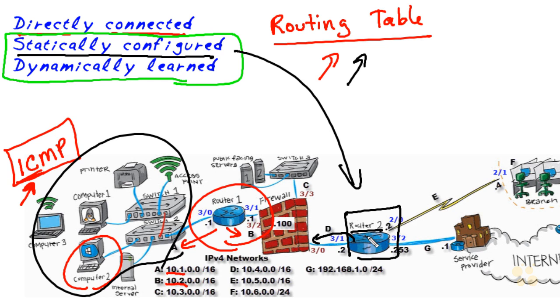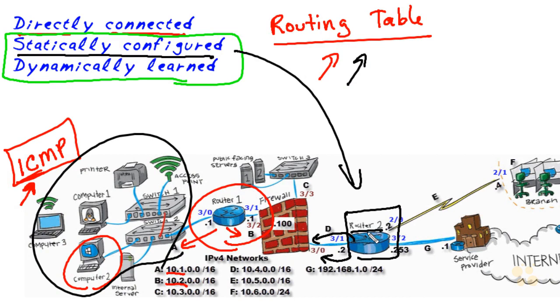So that route would then be added to the routing table because of our static route that we added to router 2. And if router 2 ever needed to forward a packet to the 10.1 subnet, it would know that the next hop is the firewall, at which point it would go ahead and re-encapsulate the IP packet into a layer 2 frame that had the layer 2 address of the firewall.